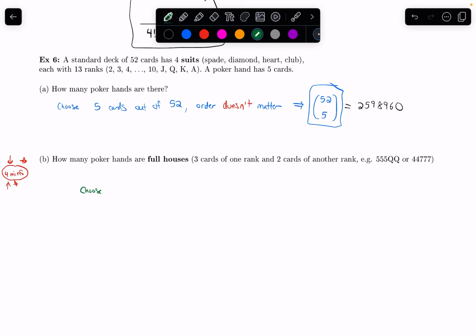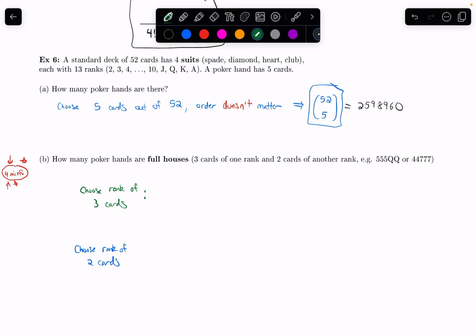So one thing I'll have to do is choose the rank of 3 cards. There's some rank from which I'll have 3 cards, like for this one it's the 3 5s, for this one it's the 3 7s. So I'll have to choose the rank with 3 cards. And then after that, I'll choose the rank from which we have 2 cards, like the 2 queens from this one, or the 2 4s from this one. So let's break each of these down.